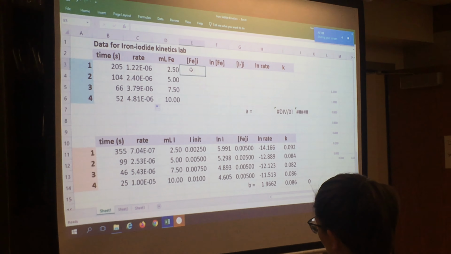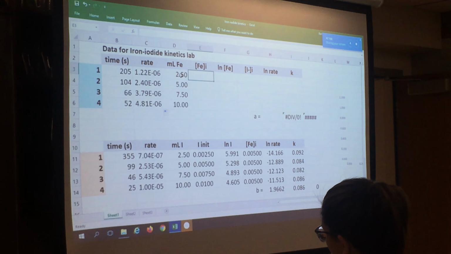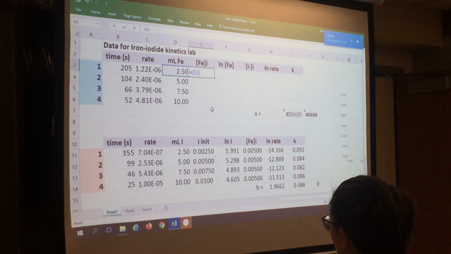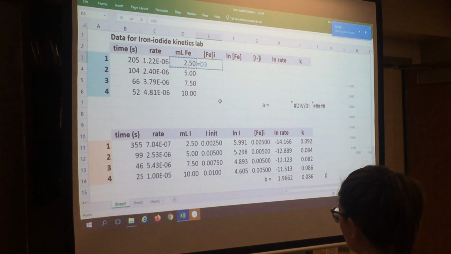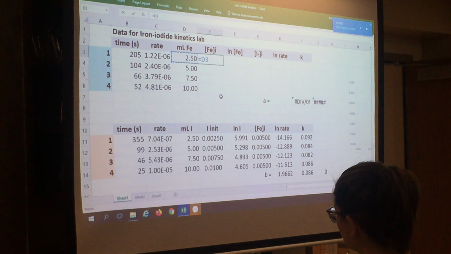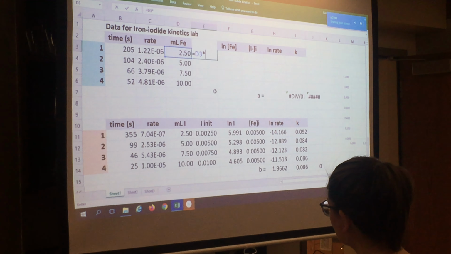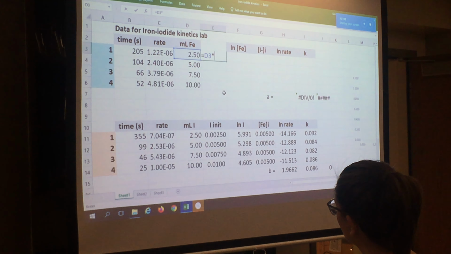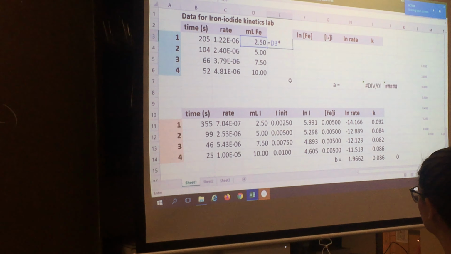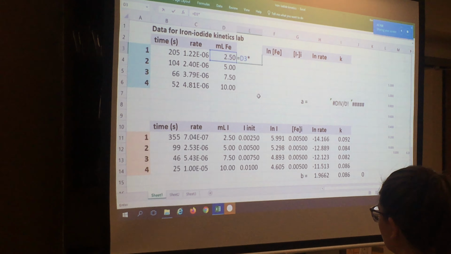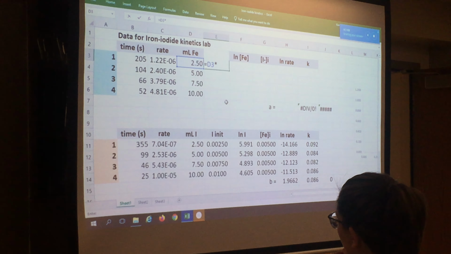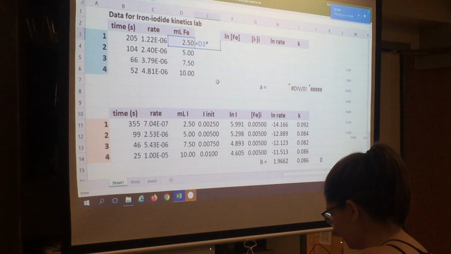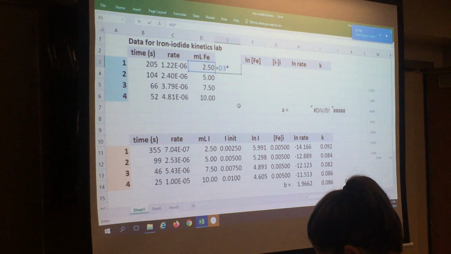So this is equal to volume 1, let me put the equal sign in, equals the volume, whatever is in the cell next to it, times the original molarity of the iron solution. What's the original molarity of the iron solution? 0.05. The iron solution out of the bottle should be 0.05.